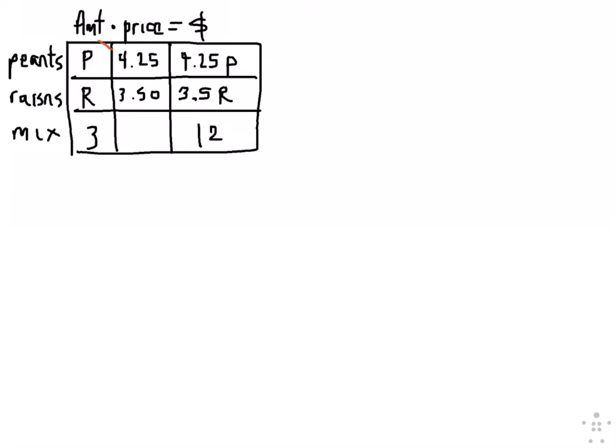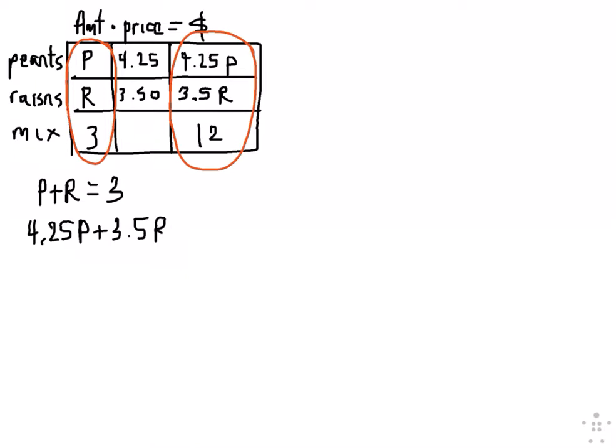So now recall, the equations always come down these two columns, or the majority of the time. So the first equation is P plus R equals 3, and the second equation is 4.25P plus 3.5R equals 12. So we could solve this one a variety of ways. I'm going to use substitution. I think it's the most straightforward. We could multiply the top one by negative 4.25, or the top one by negative 3.5, to get the P or the R to use elimination. But I think substitution's easier.